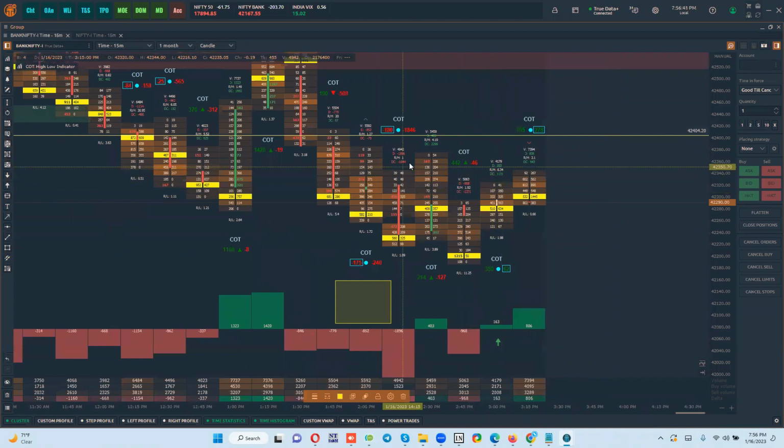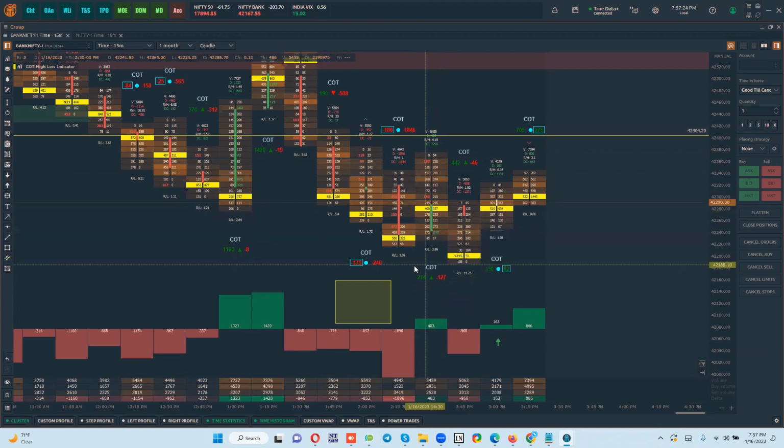Okay, let me explain. The left side value is COT low, which means from the low till the close. What is the net delta from the low till the close? COT high means from the high till the close. So from this level till the close, what is the net delta? Regular delta is nothing but the entire candle's buy volume minus sell volume. Correct? Are you aware of that? Yes. In this case, we are looking at the delta from the low till the close and the delta from the high till the close.